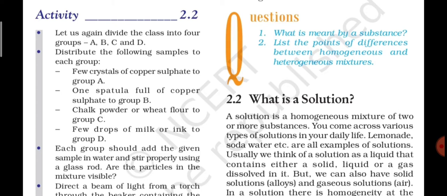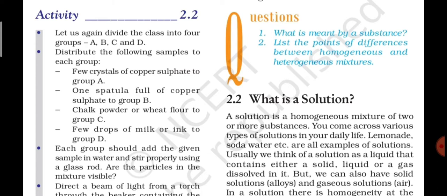Whereas some examples of heterogeneous mixtures are oil in water, a mixture of sand and iron filings, sand and water, or a mixture of sand and some pieces of stones. All these are examples of heterogeneous mixture. The thing you have to remember is that in a heterogeneous mixture, the components can be physically distinguished.